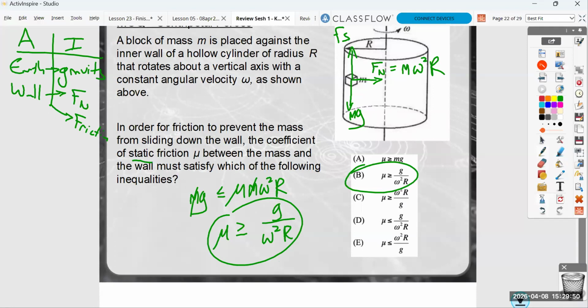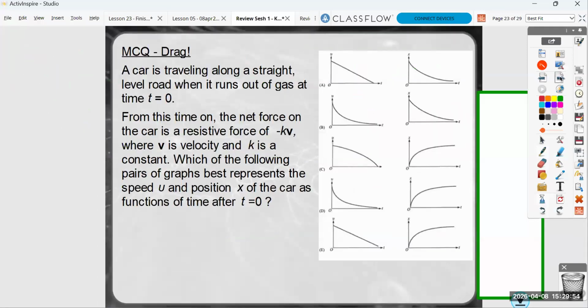So just be careful. Sometimes you get unusual free body diagrams. Drag. Hooray! Hey, it's running out of gas. Hey, remember how we talked about that resistive force? So we're gonna get that kind of drag looking graph. What pair of graphs best represents the speed and position of the car?